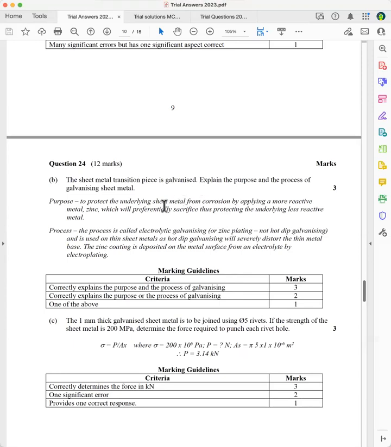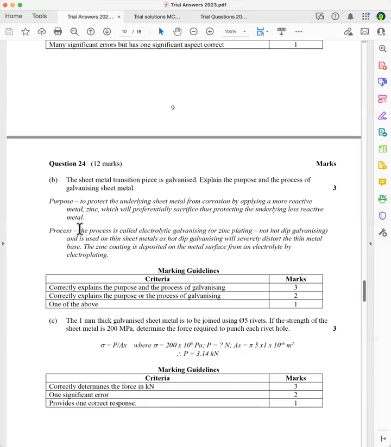I like to set it out like this because this is worth 3 marks, and here are how the 3 marks are allocated. And so you're getting straight to the point. So you explain the purpose of galvanizing to protect the underlying steel from corrosion by applying a layer of zinc, which is higher than the base metal on the electrochemical series, so that will have become a sacrificial anode.